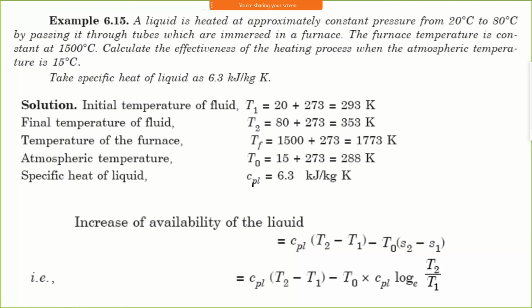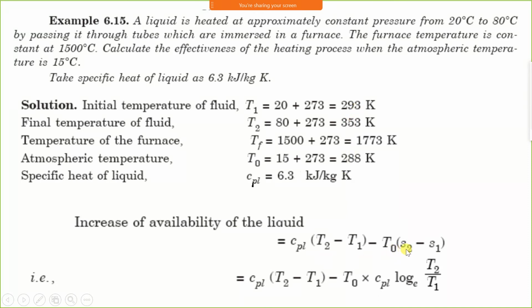Here mass of liquid is not given, consider it as 1 kg. Therefore Cp of liquid times final temperature minus initial temperature. Final temperature is more than the initial, or highest temperature minus lowest temperature. Specific heat of liquid is given, 6.3. Highest temperature is 80 degrees, that is 353 Kelvin. Lowest temperature is 293 Kelvin.